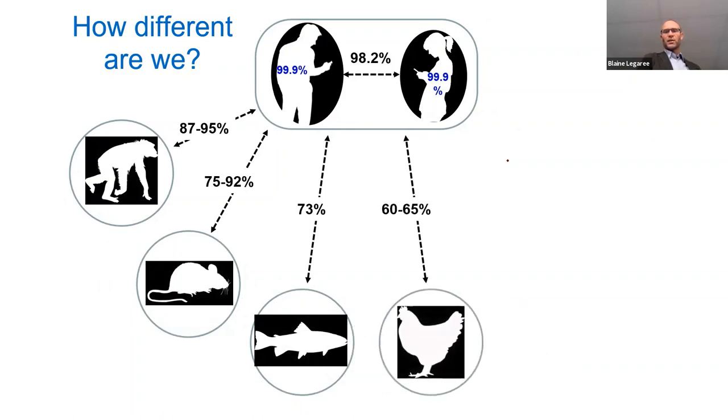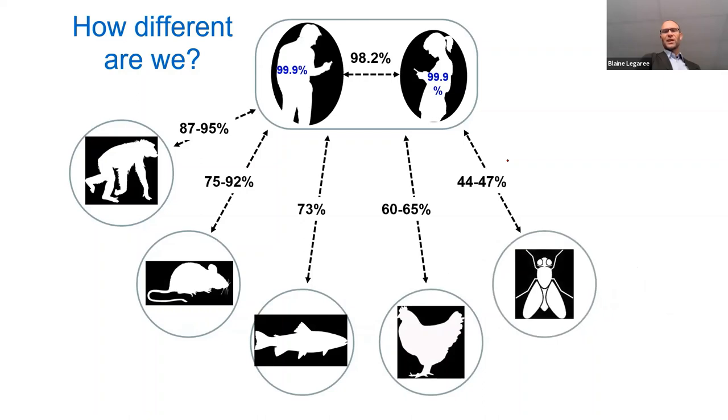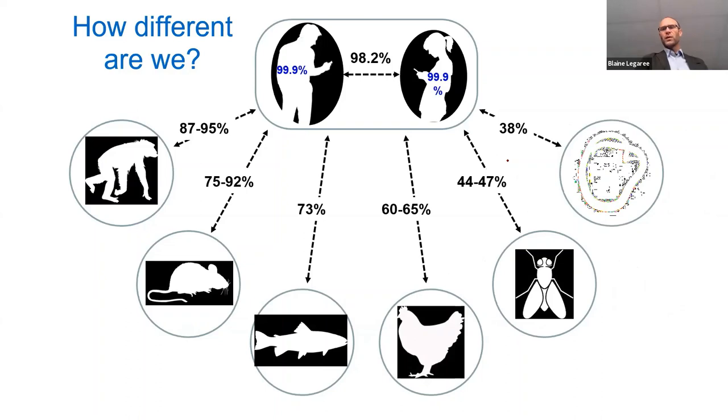Fish, 73%. Birds, 60-65%. Insects, 45%. So just think about that for a second. We have about the same genes, 45% so, as an insect. That's more than 2 strains of E. coli, which is kind of crazy. Compare us to a worm. Sorry, that's a bad picture. I don't know what happened there. We're about 38% of the same genes as a worm. So kind of crazy, some interesting stuff. Anyway, we're gonna move on here.